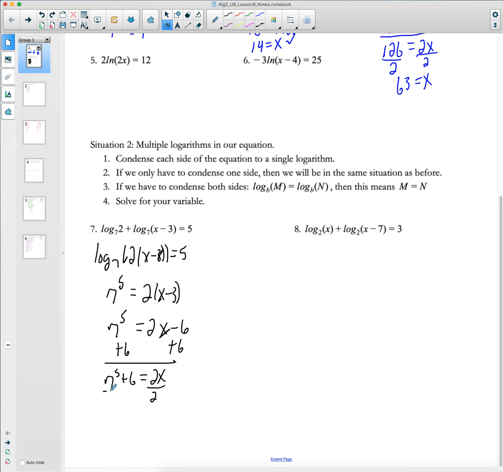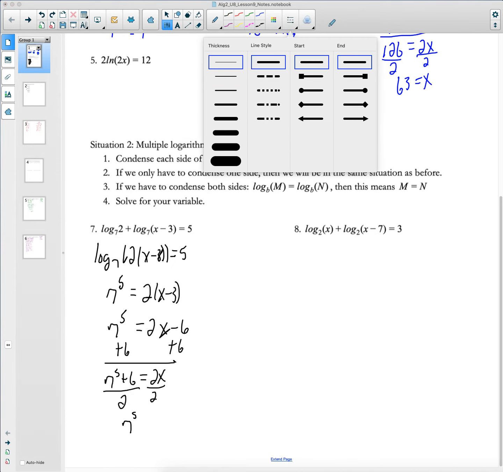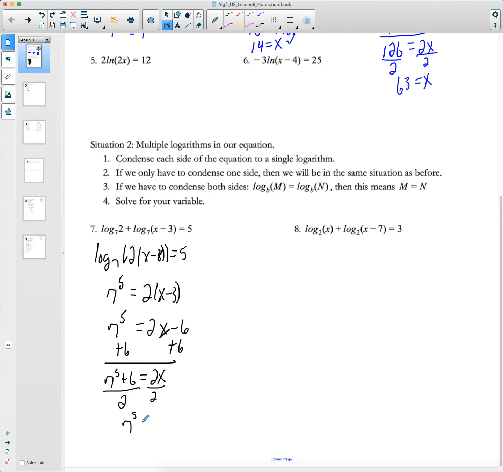And then we have this exact answer over here, right? So 7 to the 5th plus 6 divided by 2 is equal to x.